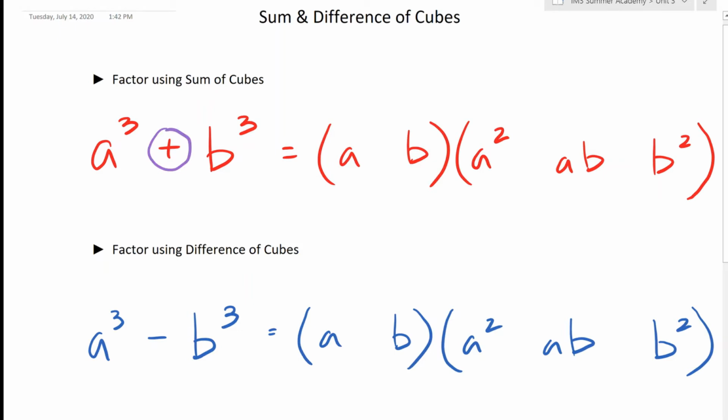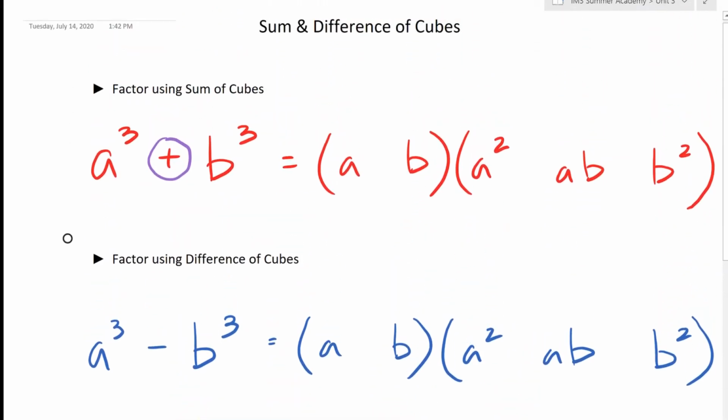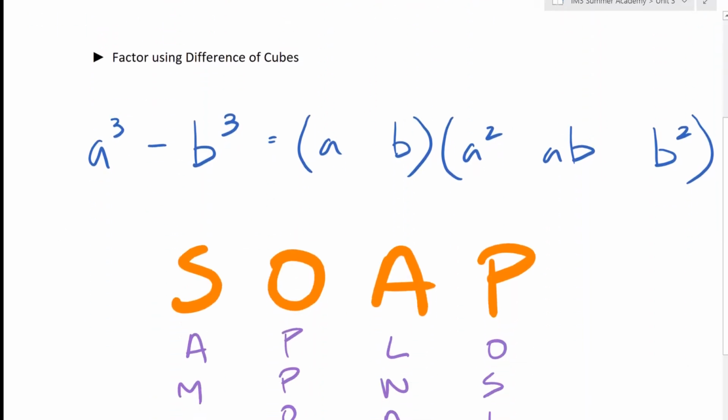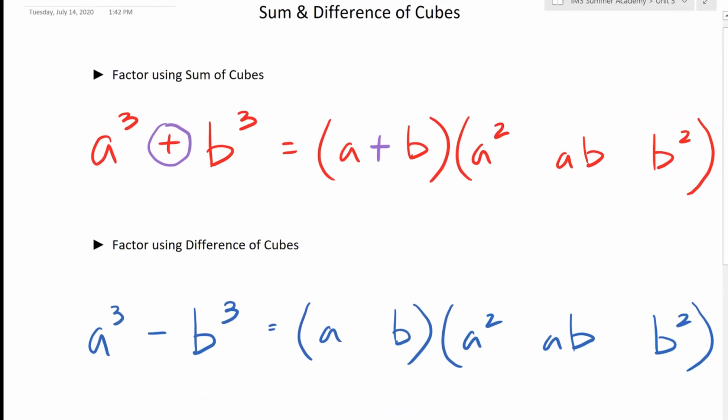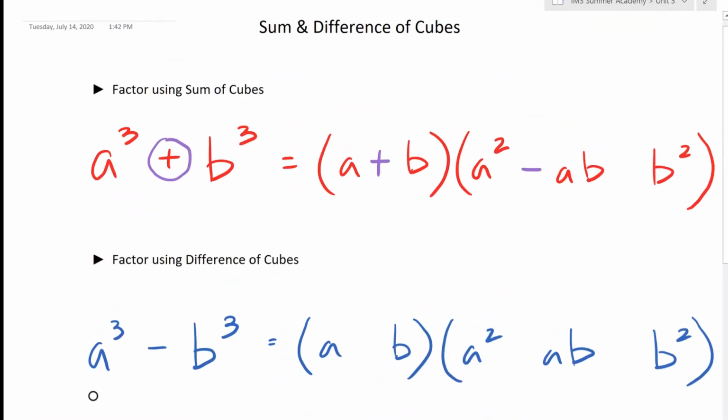We look at this. If it's sum, we're going to follow the SOAP acronym. Same sign. So in the first blank goes the same sign. In the next blank goes opposite sign. So opposite of plus would be minus. And the last one is always positive.